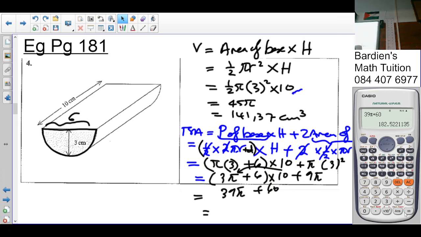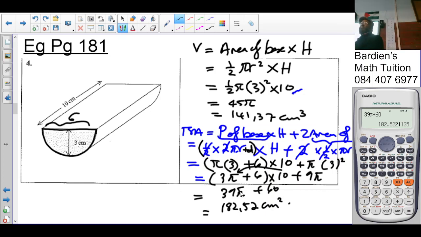182,52 centimeters. Do you guys understand? Okay, again, my mistake was I did not remember the perimeter. It's going to be that semicircle plus that linear. Okay, and I didn't accommodate for that linear. Okay. Sorry about that.